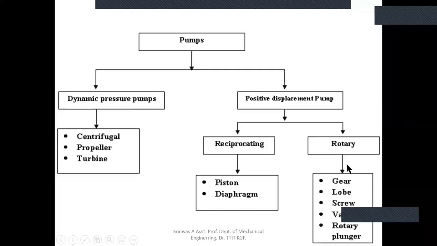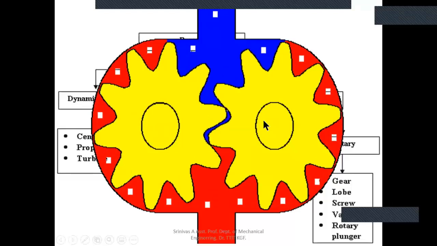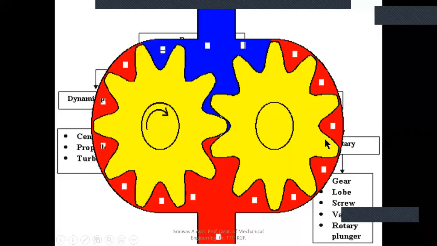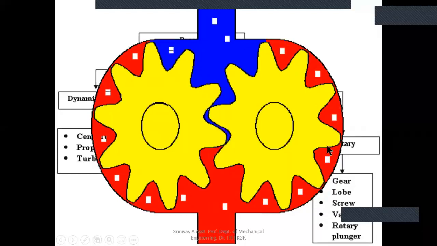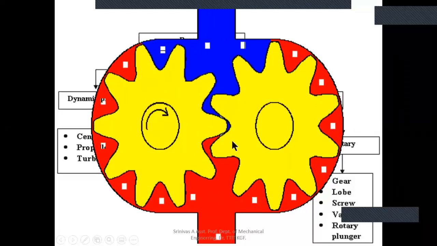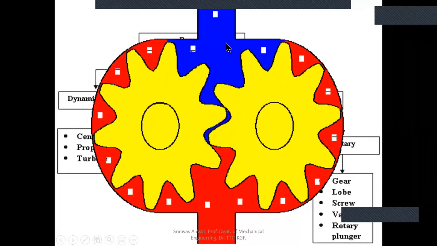The gear pump. These are gear pumps. Here, what happens? The casing will be there. The gears will be situated like this. We know that between the gear teeth there will be a gap. So here the main picture comes in. Here we will maintain the gears like this. This red color is the inlet and the blue is the outlet.